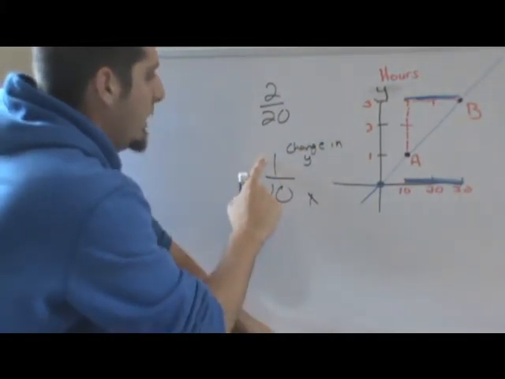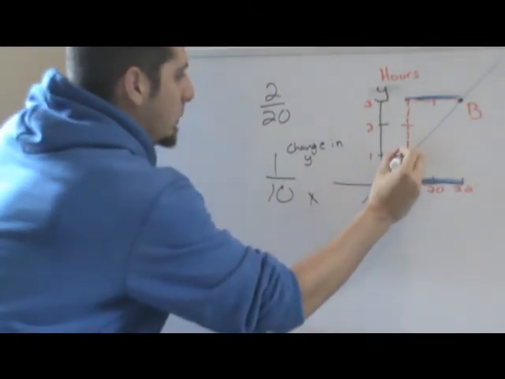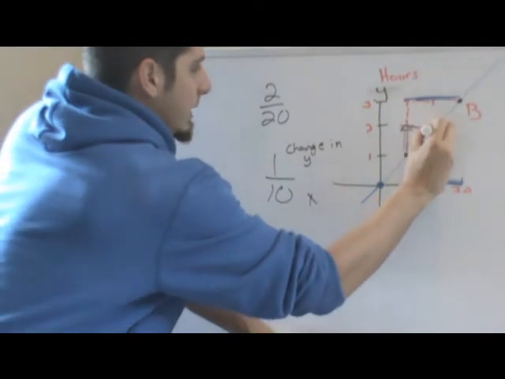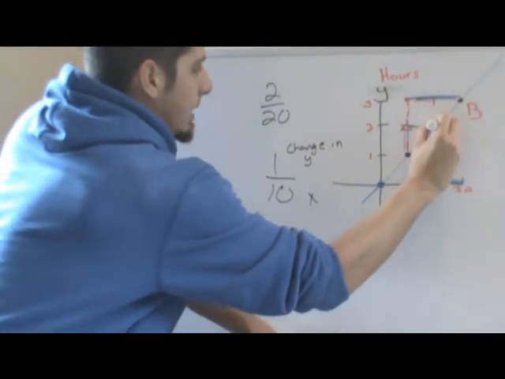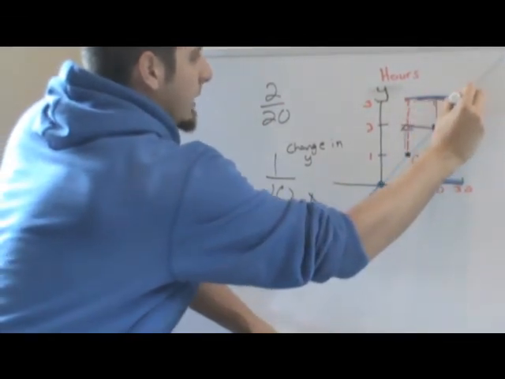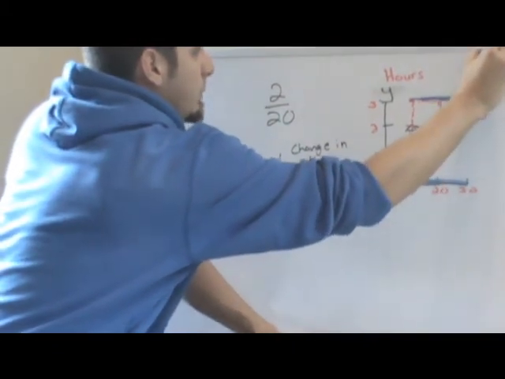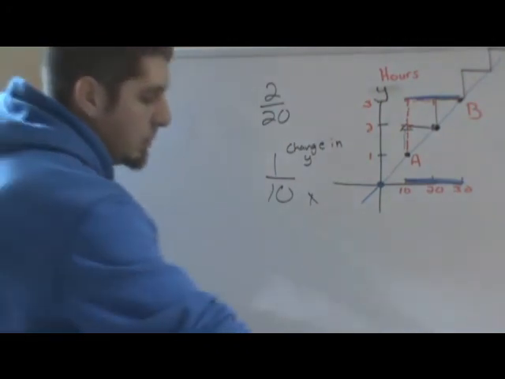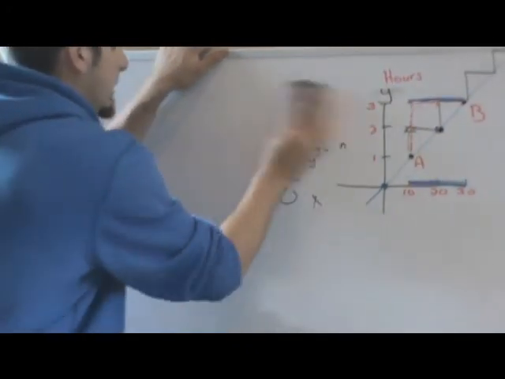Okay? So my y coordinate will increase 1, so I'll go up 1. My x coordinate will increase 10, so I'll go right 10. And I'm on my line. Up 1 over 10. You're always on your line. So that's something we'll talk about in a later chapter as well.